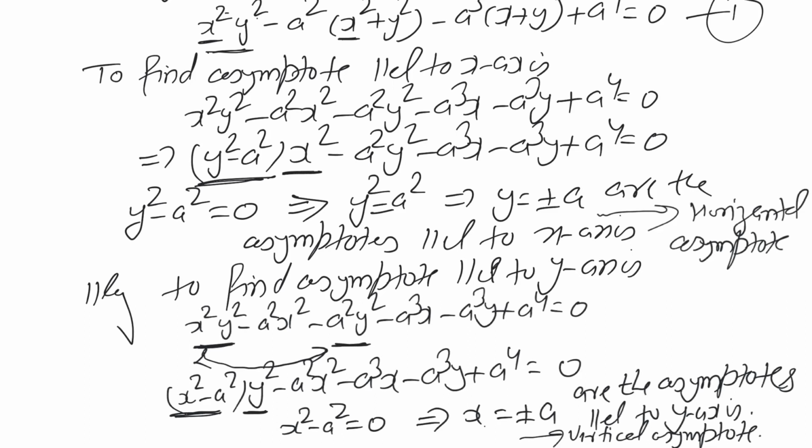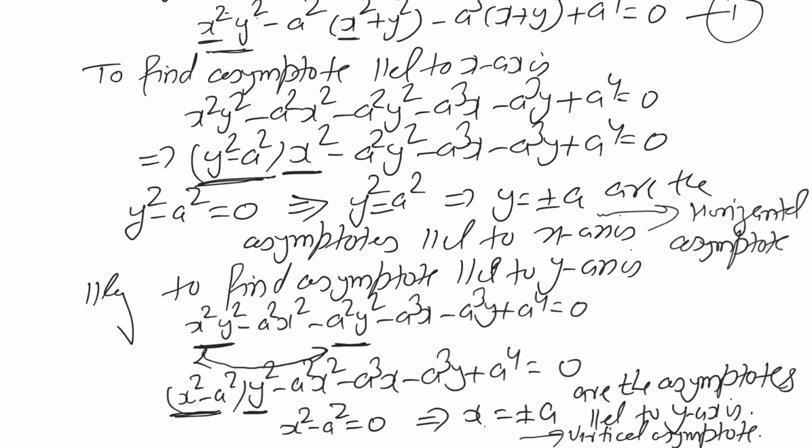Therefore, the given curve in equation 1 was of degree 4, and we have already determined 4 asymptotes. We also know a very important result: the number of asymptotes cannot exceed the degree of the given curve. The degree of the given curve is 4, and we have already found the 4 asymptotes. So the given curve will have no oblique asymptote.